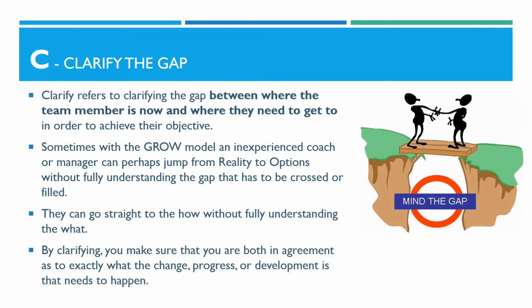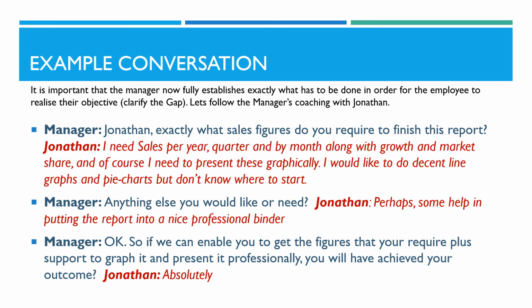Clarify refers to clarifying the gap between where the team member is now, and where they need to get to, in order to achieve their objective. Sometimes with the G.R.O.W model, an inexperienced coach or manager can perhaps jump from reality to options, without fully understanding the gap that has to be crossed or filled. They can go straight to the how, without fully understanding the what. By clarifying, you make sure that you are both in agreement, as to exactly what change, progress, or development needs to happen. It is important that the manager now fully establishes exactly what has to be done in order for the employee to realize their objective, to clarify the gap.